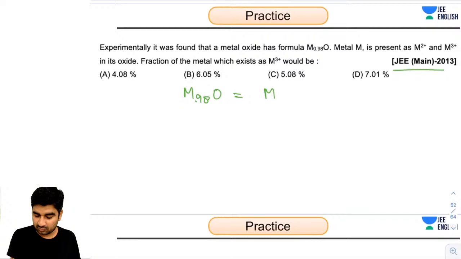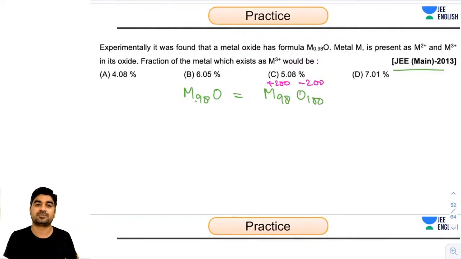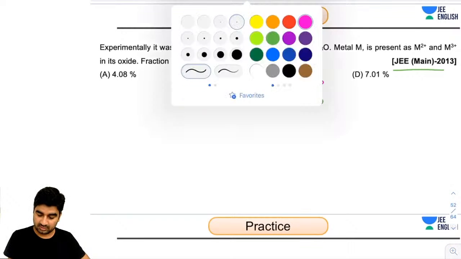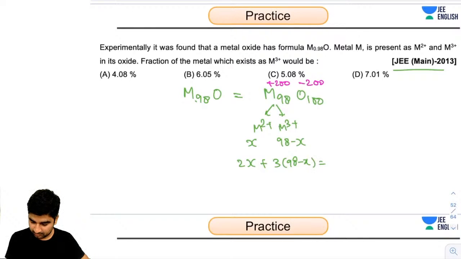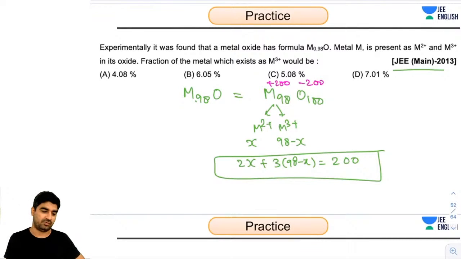980. You can write 200. So if the total charge on it is minus 200, on it will be plus 200. So here, suppose these are x, so these will be 98 minus x. Now you can find the value of x because there is one variable and one equation. Tell me the value of x.